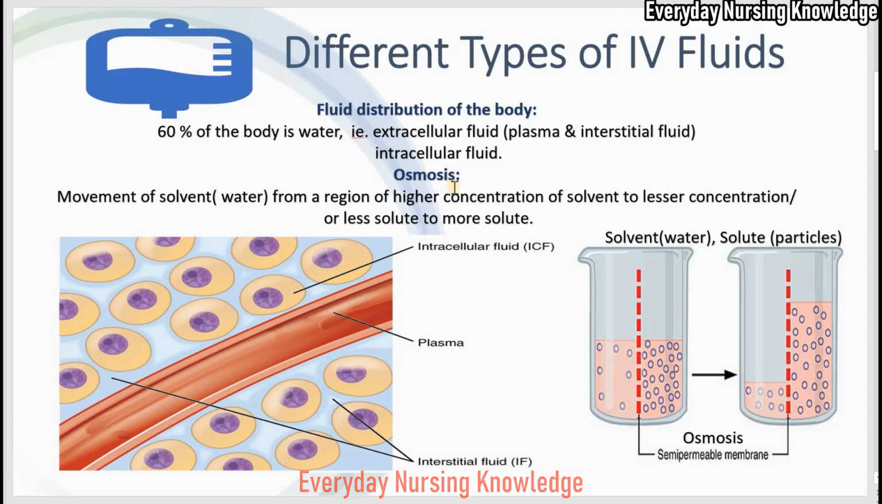Now osmosis. Osmosis is the movement of solvent. Solvent means water. So water moves from a region of higher concentration to a lesser concentration. If you're describing it in terms of solute, the solvent is the water and the solute is the particles. So in terms of solvent, you can describe it as movement of water from a region of higher concentration of solvent to a lesser concentration. But if we are describing osmosis in terms of solute, solutes are the particles inside the water. Water moves from less solute to more solute.